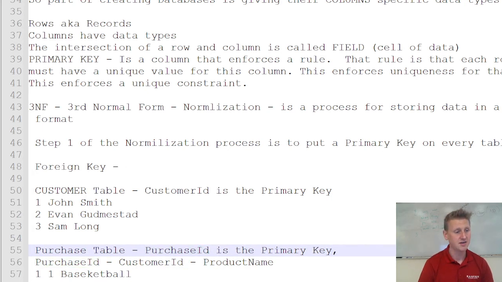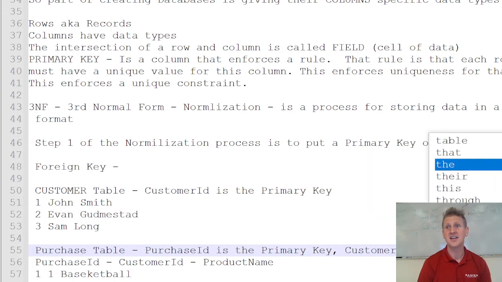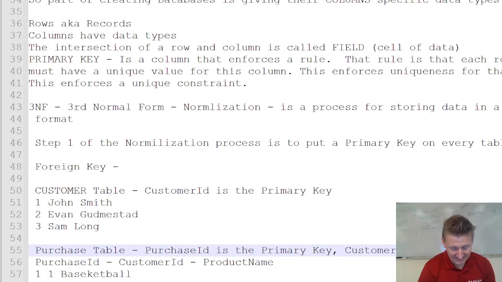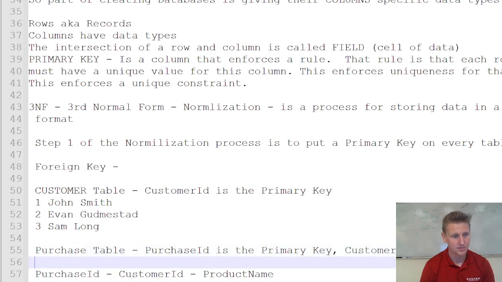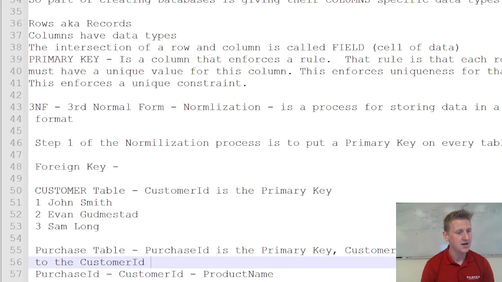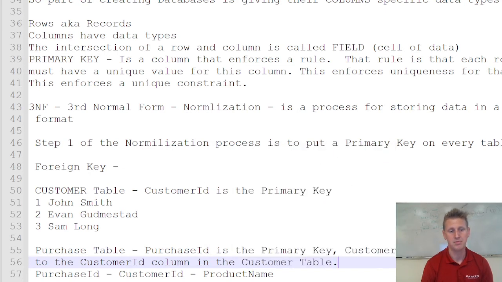Customer ID is the foreign key that links to the customer ID column in the customer table. It's a lot.